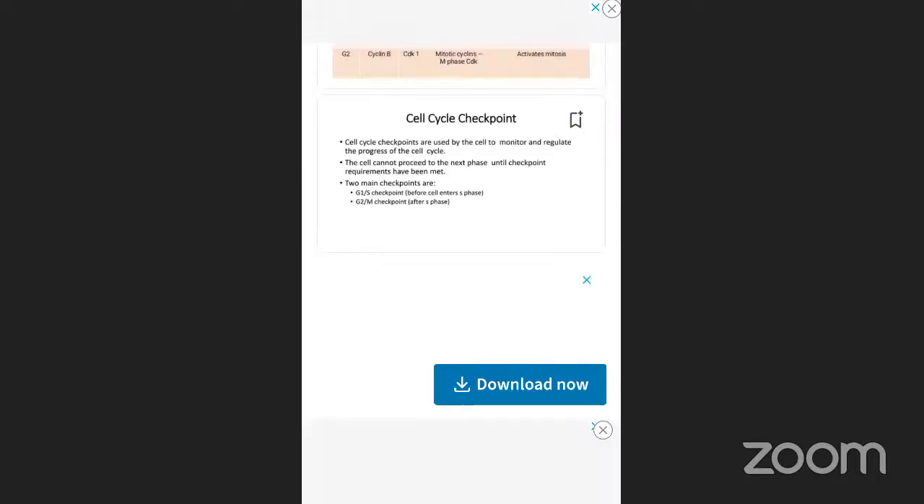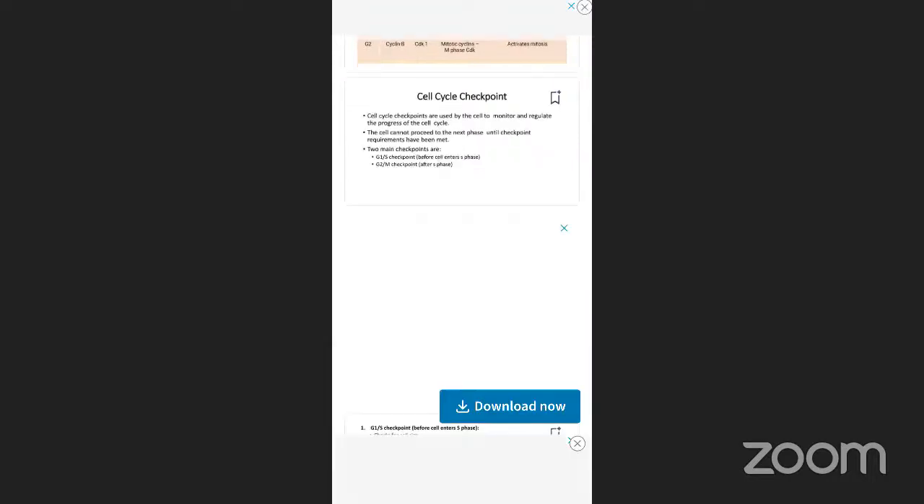What are the cell cycle checkpoints? Cell cycle checkpoints are used by the cell to monitor and regulate the progress of the cell cycle. The cell cannot proceed to the next phase until checkpoint requirements have been met. Two main checkpoints are the G1/S checkpoint before the cell enters the S phase, and the G2/M checkpoint after S phase.